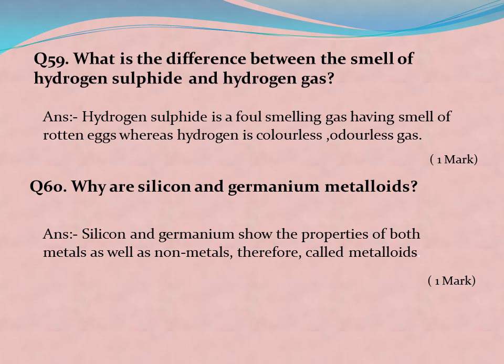Question number 59. What is the difference between the smell of hydrogen sulphide and hydrogen gas? Answer. Hydrogen sulphide is a foul smelling gas having smell of rotten eggs, whereas hydrogen is colorless, odorless gas. Question number 60. Why are silicon and germanium metalloids? Answer. Silicon and germanium show the properties of both metals as well as non-metals, therefore called metalloids.